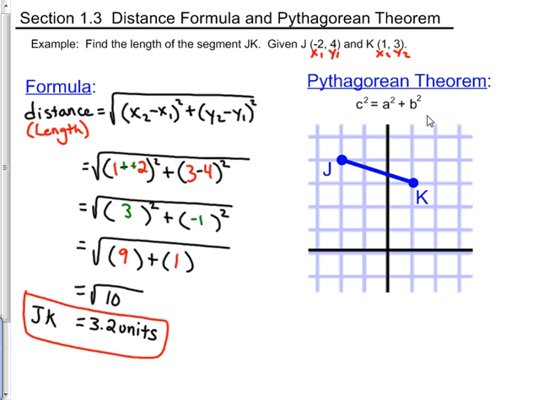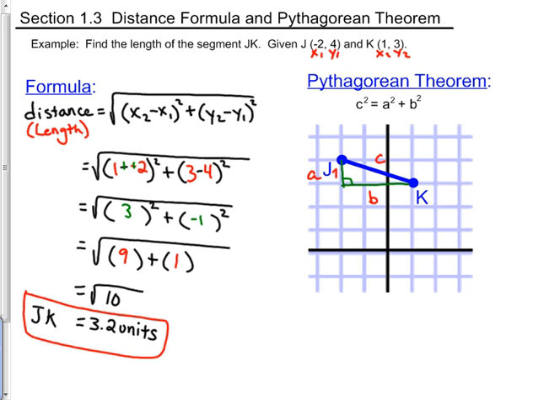To start, we have to use the Pythagorean theorem for right triangles. So what I need to do is create a right triangle right here on our coordinate grid. And I'm going to label my a, b, and c. If you remember, a is one of the legs of the right triangle, b is the other leg, and c is the hypotenuse, the longest side across from the right angle.